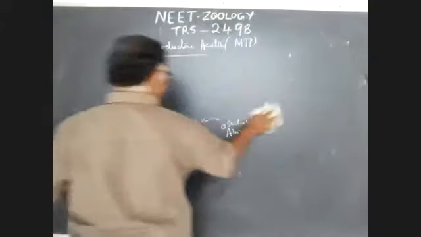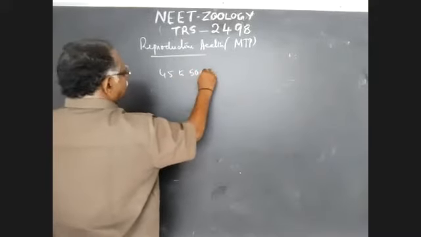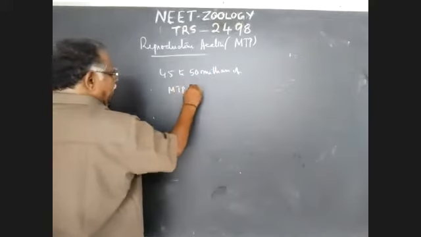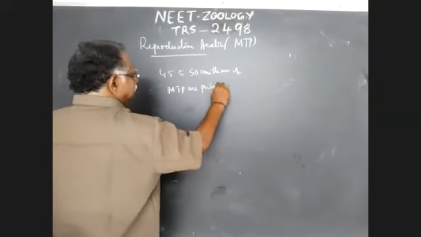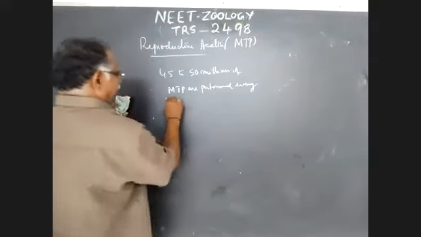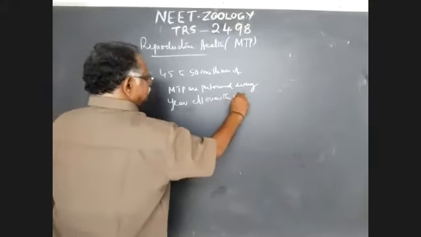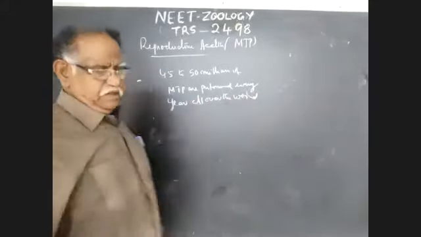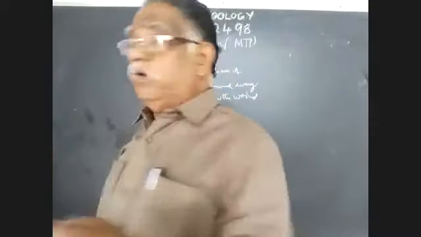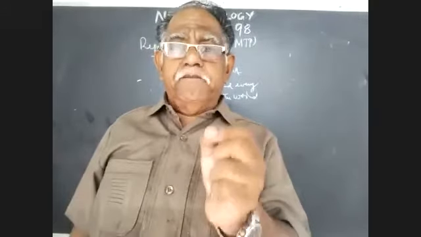Second bit. All over the world, 45 to 50 millions of MTPs are performed every year. So in a year, all over the world, about 45 to 50 millions of MTPs, medical termination of pregnancies, are performed.